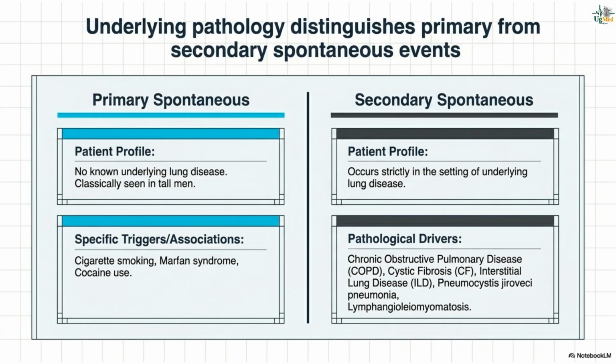A key distinction is whether the event is primary spontaneous or secondary spontaneous. In primary spontaneous pneumothorax, the patient has no known underlying lung disease. It classically occurs in tall, thin individuals and is associated with factors such as cigarette smoking, Marfan syndrome, and occasionally cocaine use. In secondary spontaneous pneumothorax, the patient has an underlying pulmonary disorder. Common pathological drivers include COPD, cystic fibrosis, interstitial lung disease, Pneumocystis jirovecii pneumonia, and lymphangioleiomyomatosis. This distinction is important because secondary pneumothoraces generally carry greater risk and often require more aggressive management.